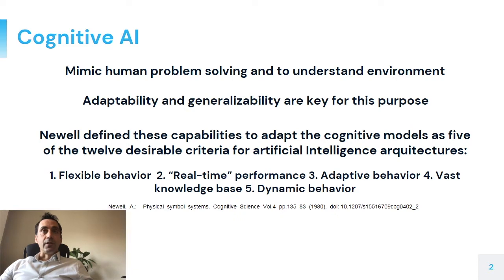So the first one is the flexible behavior of the cognitive AI. The second is the capability for doing real-time performance. The third is the adaptive behavior of the artificial intelligence. The fourth is the capability to get a vast knowledge base. And the fifth is to have dynamic behavior in order to interact with the environment.